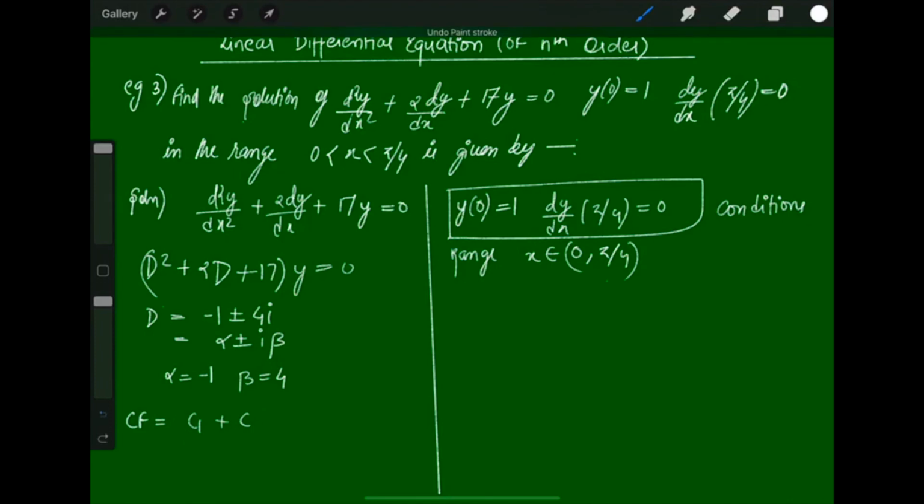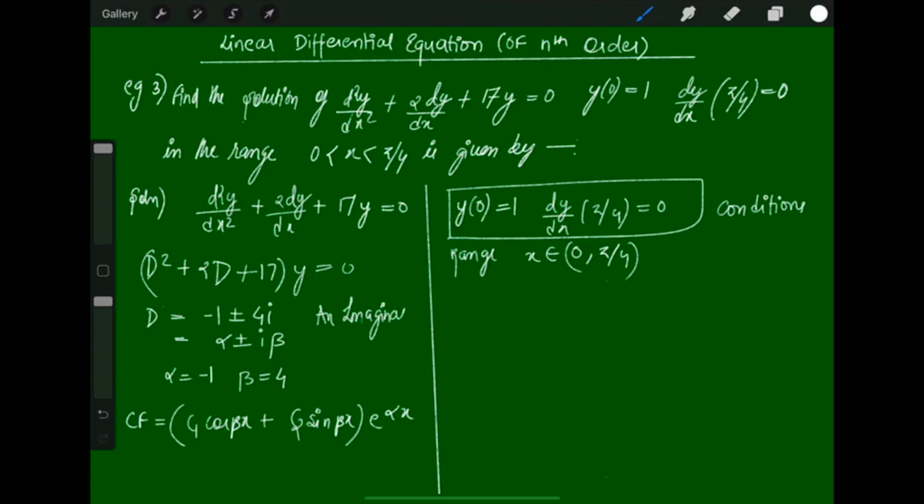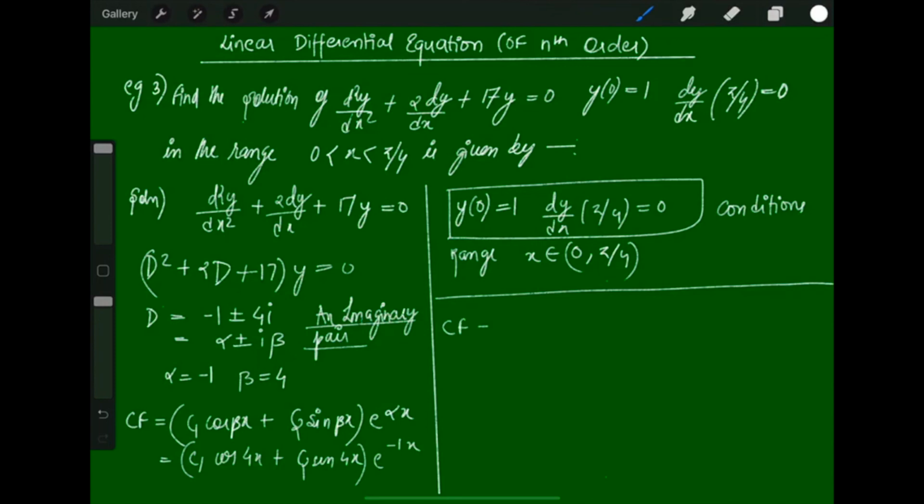If we express this as alpha plus minus i beta, the value of alpha comes out to be minus 1 and beta is equal to 4. So the complementary function CF for this equation can be expressed as (C1 cos beta x plus C2 sin beta x) into e to the power alpha x. Putting in the value of alpha is equal to minus 1 and beta is equal to 4, we get CF is equal to (C1 cos 4x plus C2 sin 4x) into e to the power minus x.